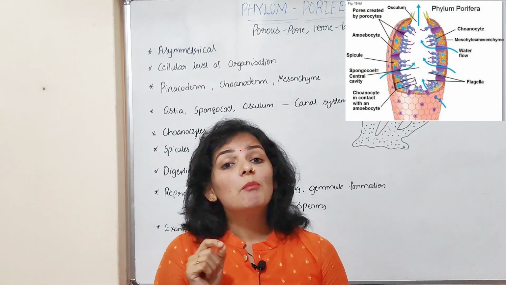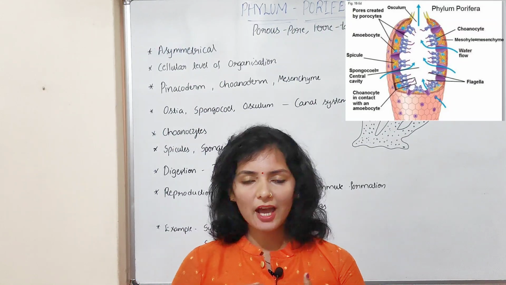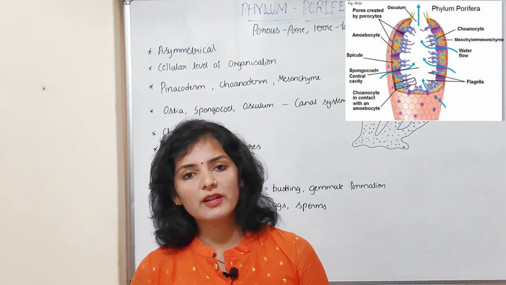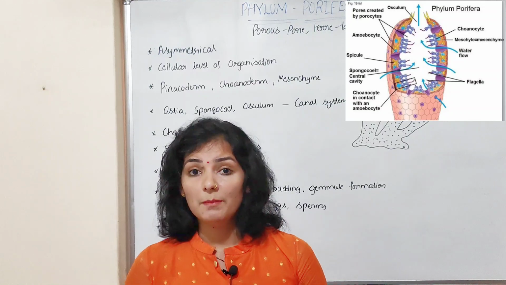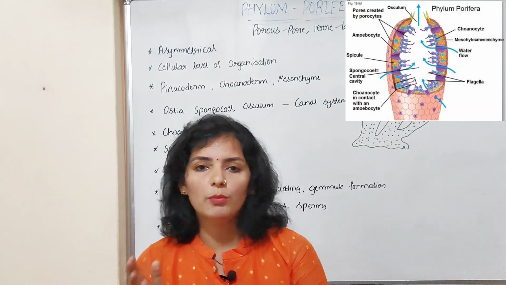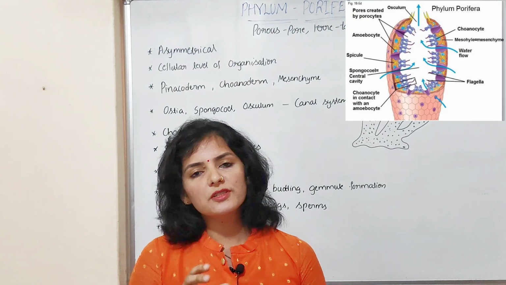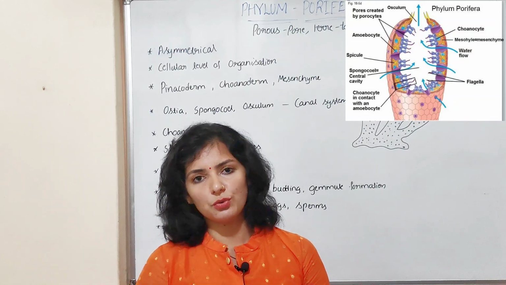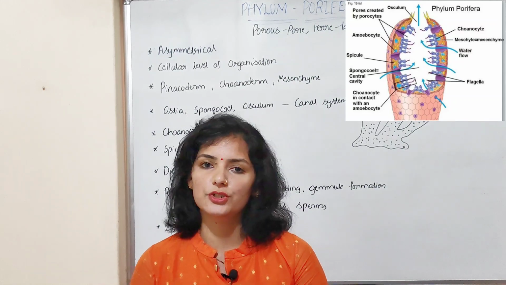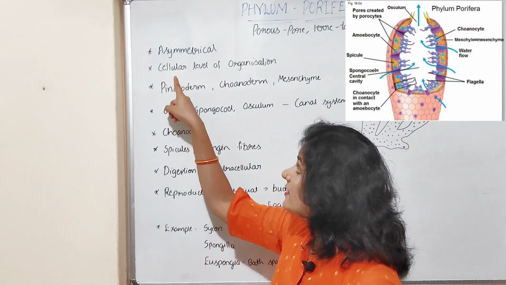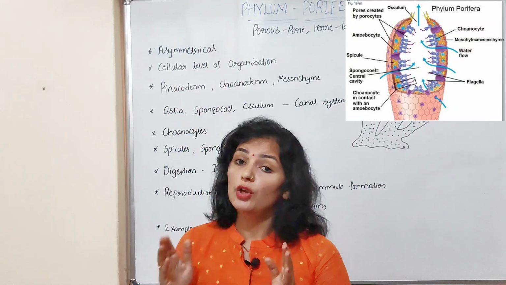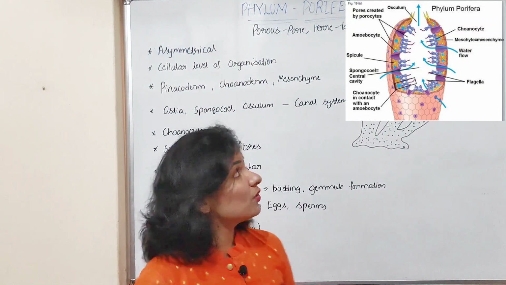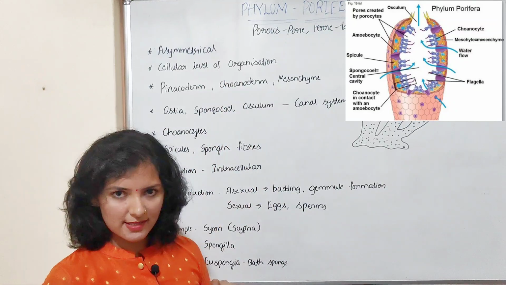These organisms are multicellular, meaning they have many cells. So the body of poriferans is made up of many cells. But these many cells do not form tissue. Usually a group of cells together forms a tissue. But in the case of poriferans, there is no true tissue. That's why they show a cellular level of organization, though they are multicellular.